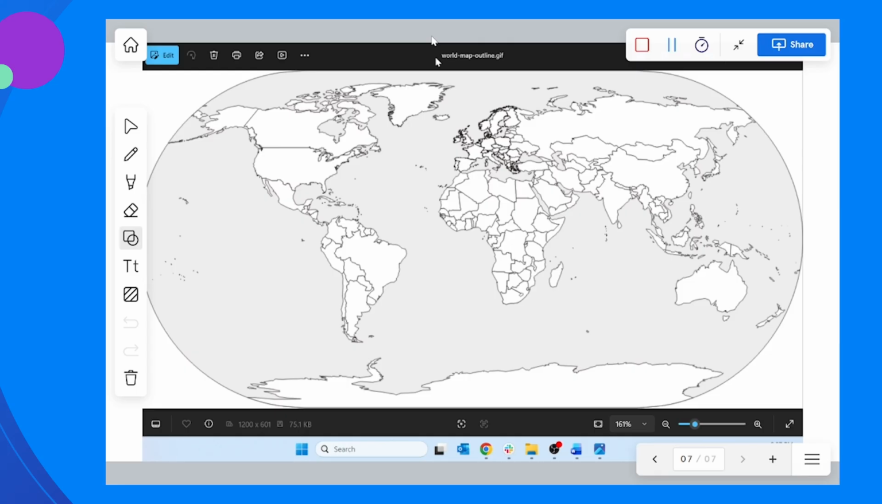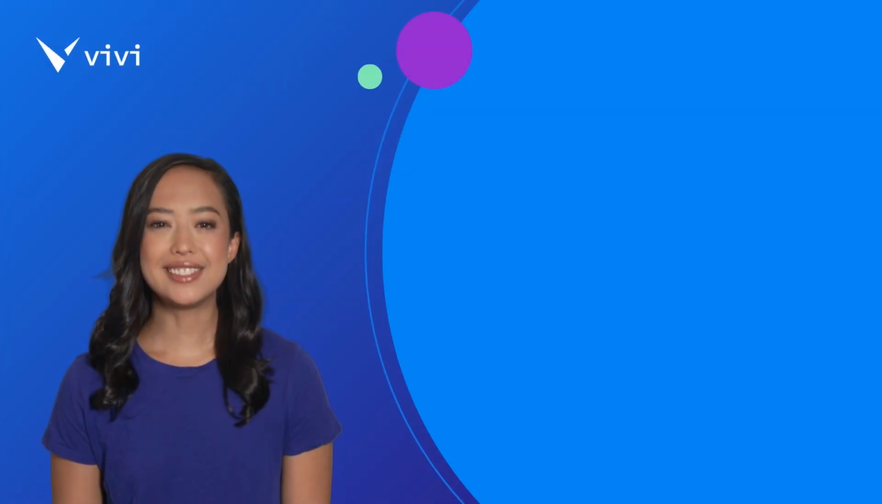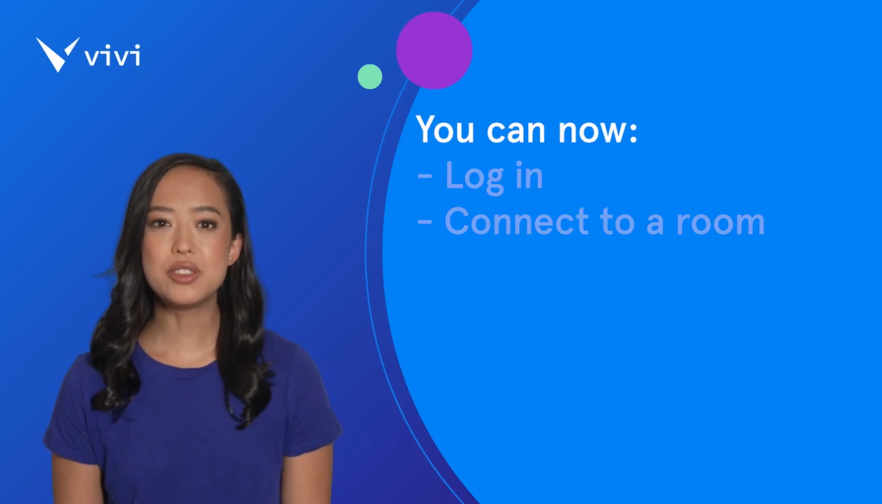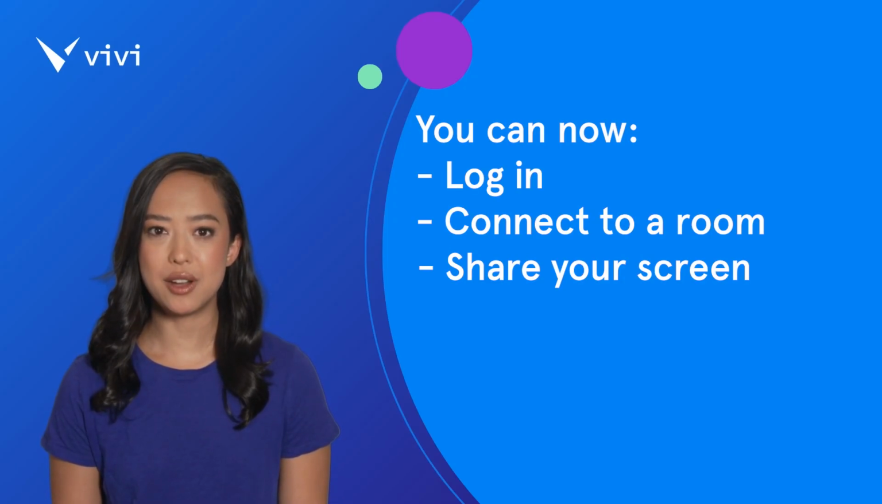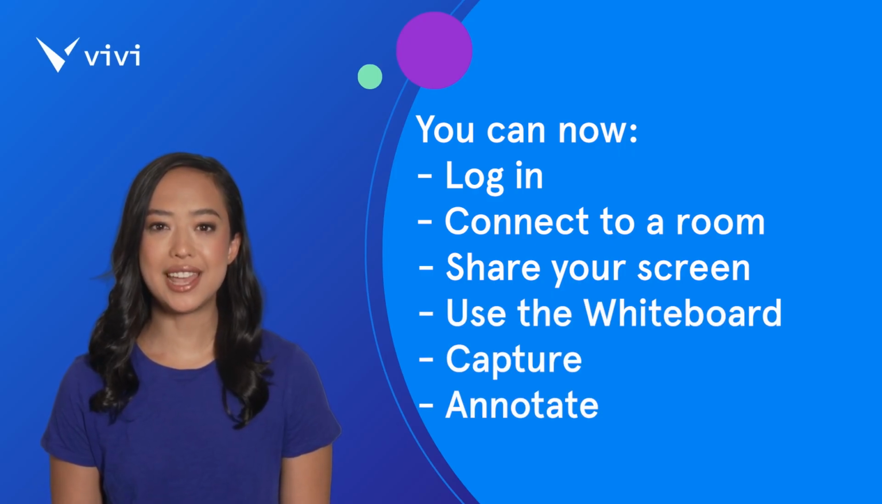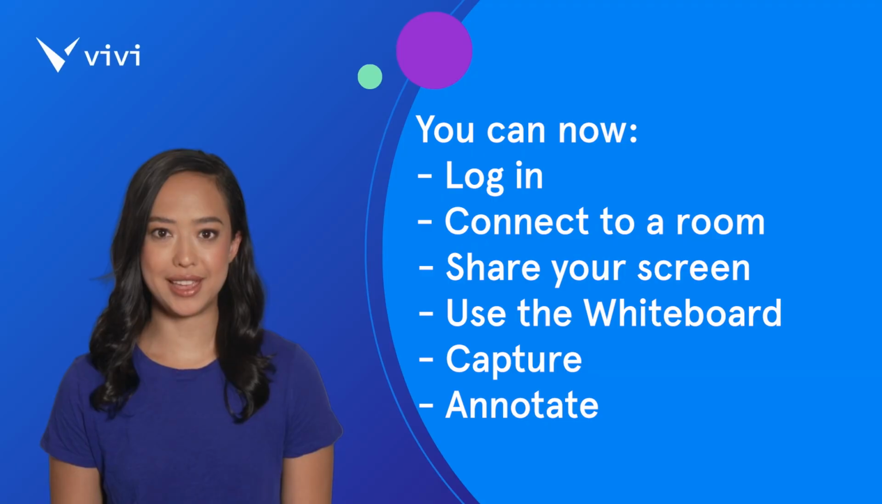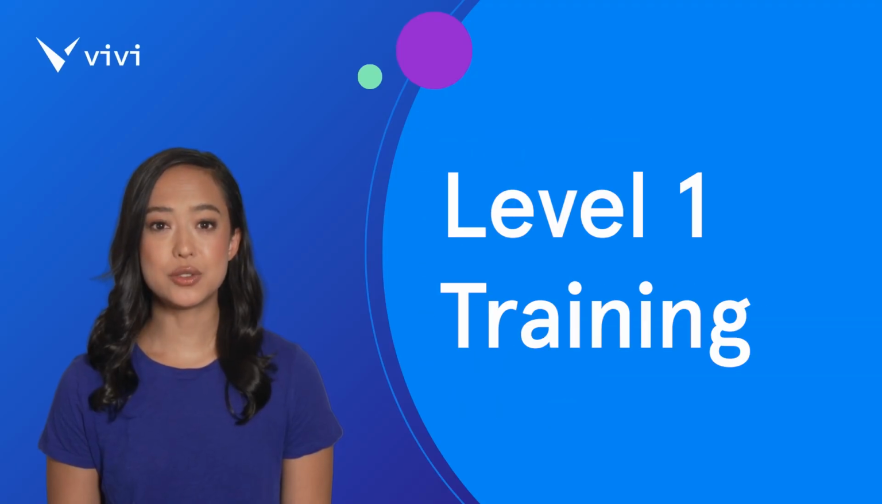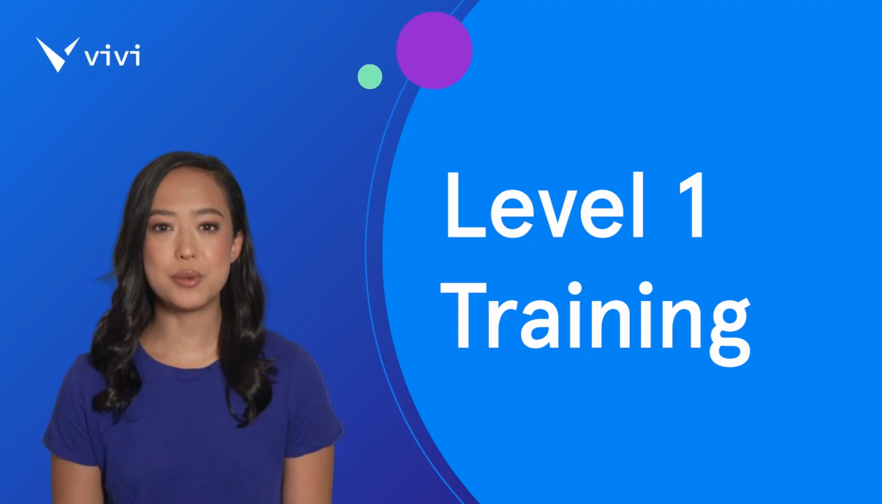Mark up a diagram, highlight a key line, circle the answer, then save or share your annotated image just as you would a whiteboard. And that's the basics. You can now log in and join your room, share your screen or a single window, bring your lessons to life with the whiteboard, and capture and annotate anything on the display. When you're ready to go further, student screen sharing, polls, streaming content, and more, we'll see you in Level 2.